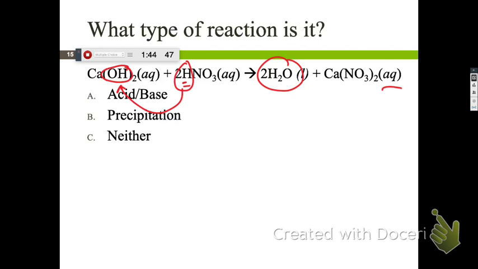And then I want you to raise your hand and ask for Amanda, Evan, or myself to come around if you get stuck on any one of them. Try to detail what type of reaction each one of those is. And remember, it's going to be acid-base, precipitation, or neither for now.